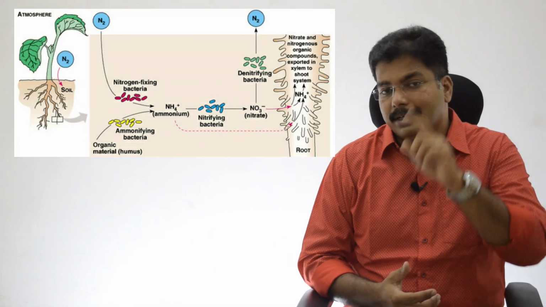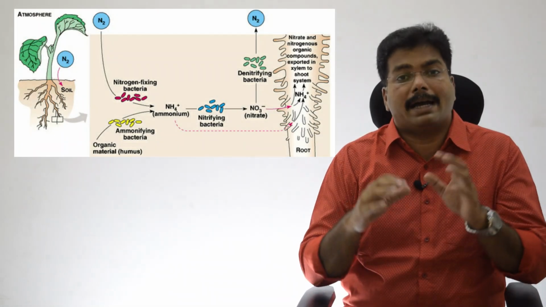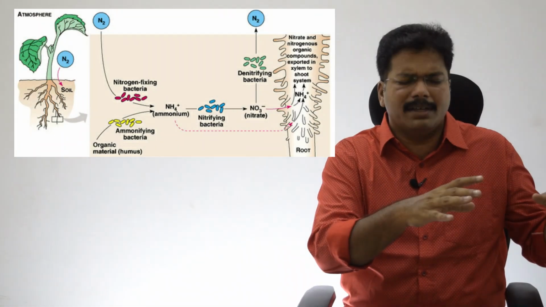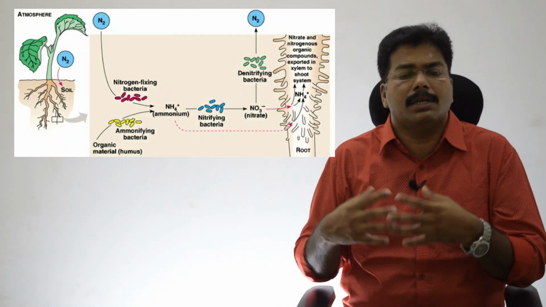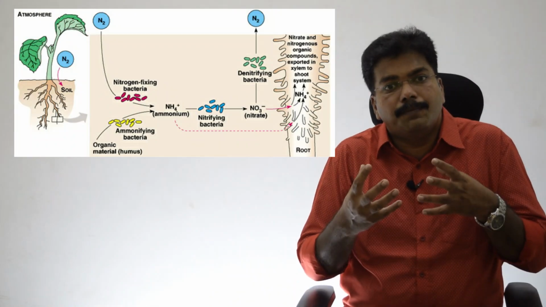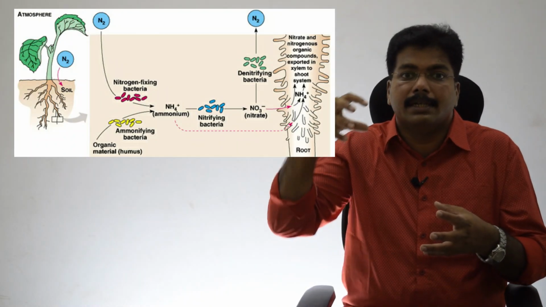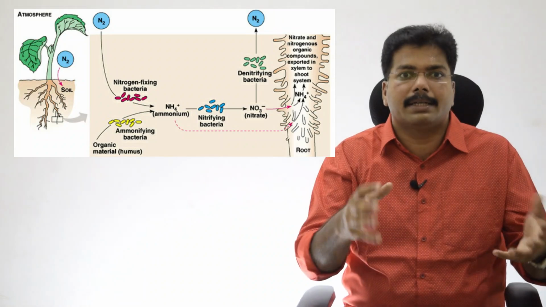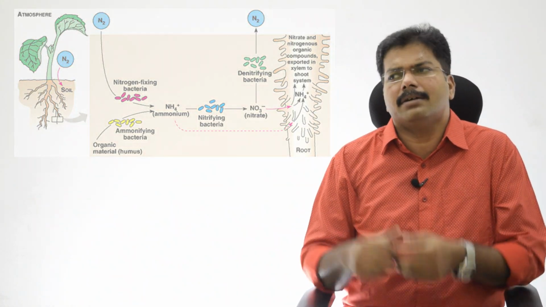There comes the nitrogen fixation. Some bacteria, some are free living, some are in symbiotic association with the plants. They can help to fix this atmospheric nitrogen in such a way that the plant can absorb it, by converting this nitrogen into some other nitrogenous compounds.